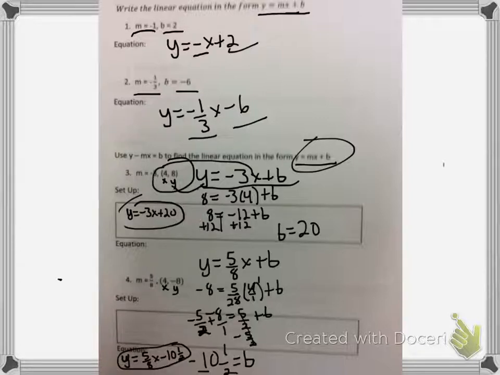So we're going to solve our equation. We add 12 to both sides. We get b equals 20. Our equation is y equals negative 3x plus 20.